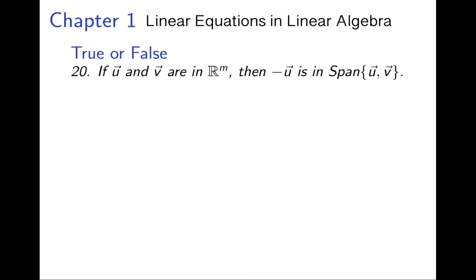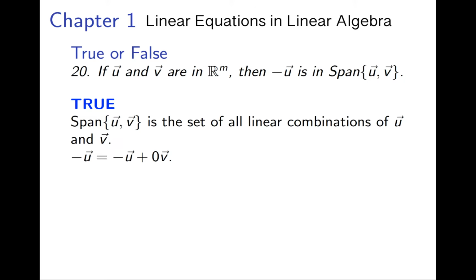Number 20. If U and V are in Rm, then negative U is in the span of U and V. And that is correct. The span of U and V is the set of all linear combinations of U and V. And we could express negative U as negative U plus 0V. And so it's clearly a linear combination of U and V.